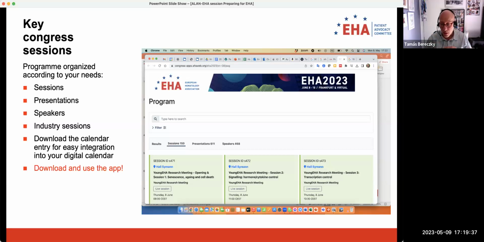And last but not least, a very useful feature is that you can download the calendar entries for every single session, every single meeting happening at the Congress, which will then immediately import that session into your digital calendar, and you get notifications, and also that comes with the venue given. So which room do you have to go to? It's a large space, the Congress Center in Frankfurt, where this Congress is going to be held. So be mindful also that you may need time to move from one session to the next.